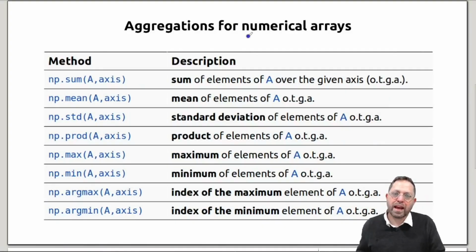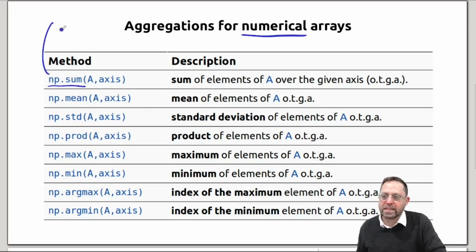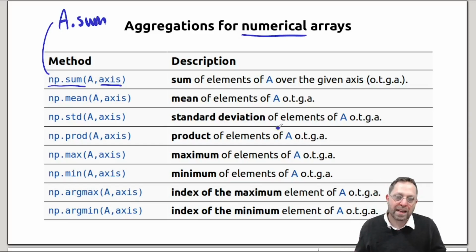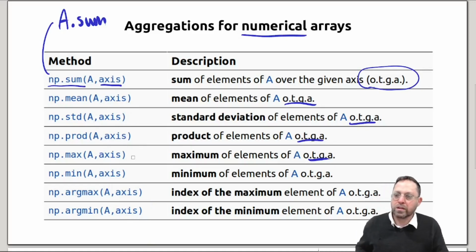Here's a table of the different aggregations for numerical arrays, as opposed to Boolean arrays, which we'll see in a bit. We've already seen the sum. This is the np version, and as I just said, there's also the array version. This takes the array and optionally an axis, and it gives back the sum of the elements of a over the given axis, which I am abbreviating OTGA. And you can see that OTGA applies in every single case, so we can always pass in an axis to all of these methods.